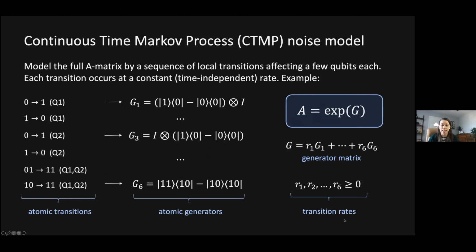This has the advantage that the inverse of this is classically simulatable. To take the inverse of this is just the exponent of -G, and this is efficient to implement the noise inversion step. And additionally, we can decide what transitions we want to include. So if we don't think there's much correlated noise, then we only include single qubit transitions, or we can add in additional transitions depending on what our noise model is.